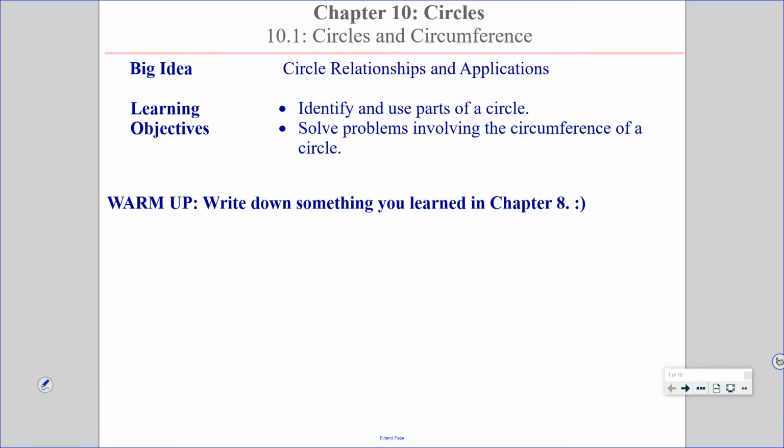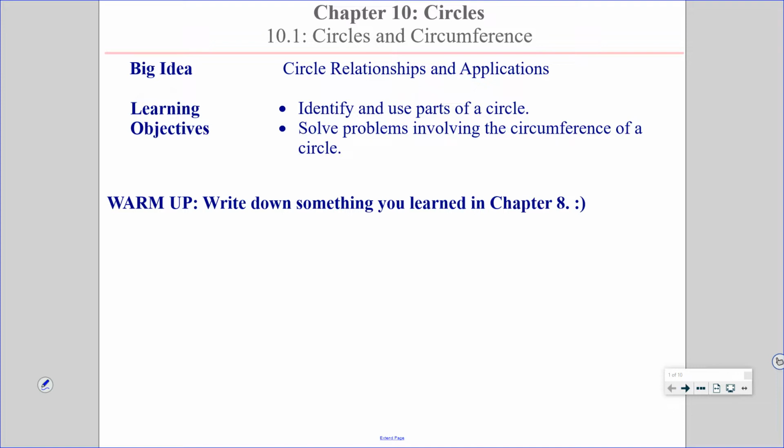Matthew? SOH CAH TOA. Good one! Big idea. Alejandro? Special right triangles. Love that one. Our special right triangles are 45-45-90 and 30-60-90. Good ones. Let's go for one more.